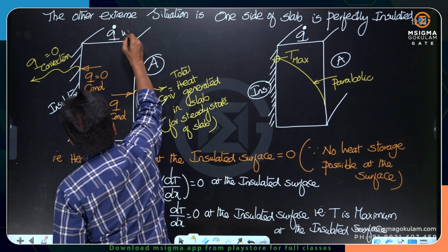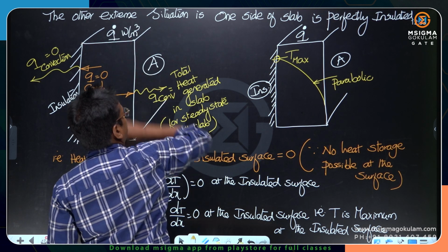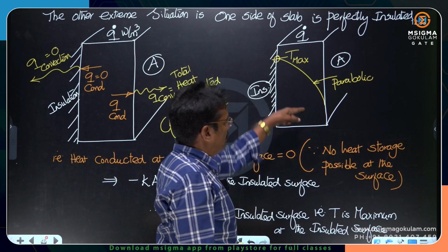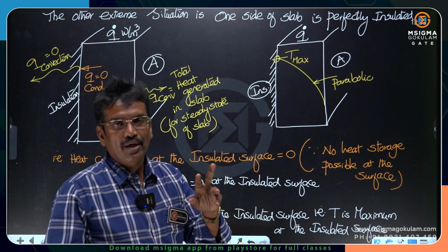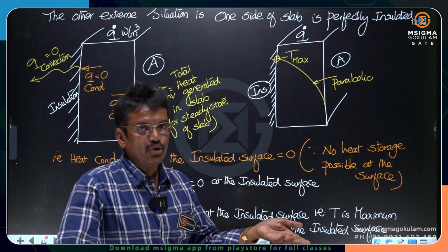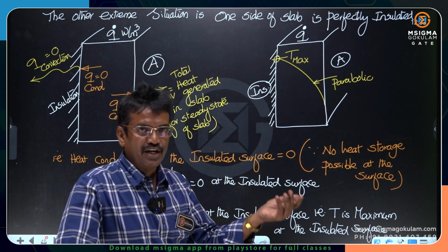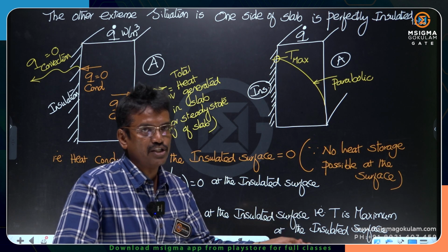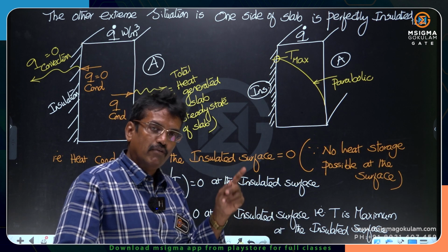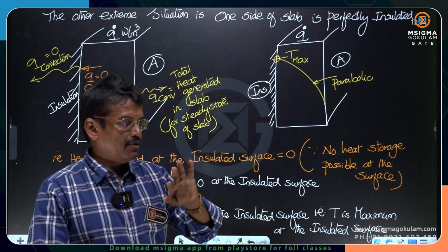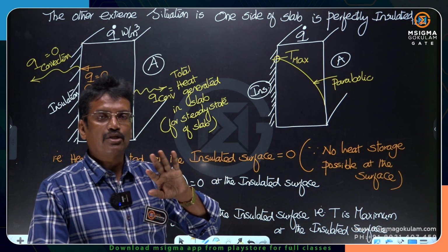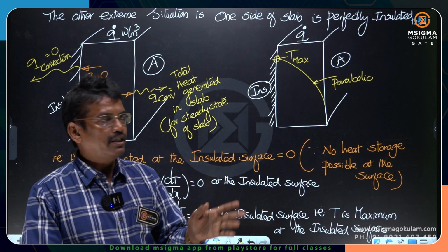This parabolic kind of temperature profile you see whenever there is heat generation inside a slab. We will see a similar thing for heat generation inside a cylinder and inside a sphere also. So whenever there is heat generation inside a slab, remember that the temperature profile would be a parabolic temperature profile.